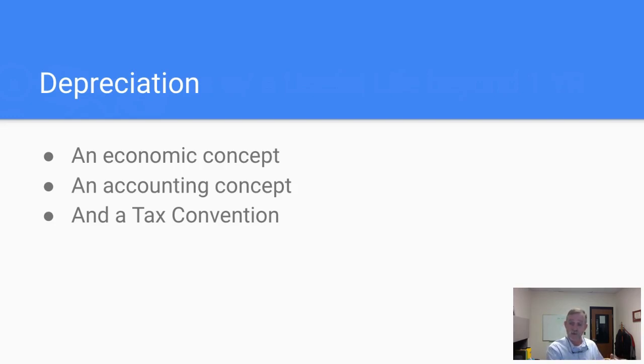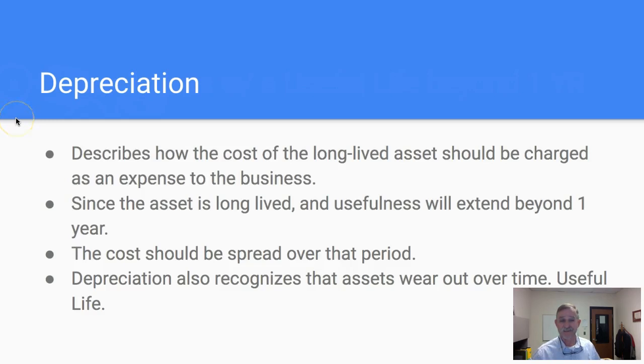We're going to have to keep a slightly different record-keeping system right alongside the other one in order to do this most effectively. So depreciation describes how the cost of a long-lived asset should be charged over time as an expense to the business. Since the asset is long-lived and its useful life will extend beyond 1 year, it should be spread over more than 1 year, because you're getting more use out of that particular asset. That cow can produce a calf, depending on your terrain, from 5 to 15 years.